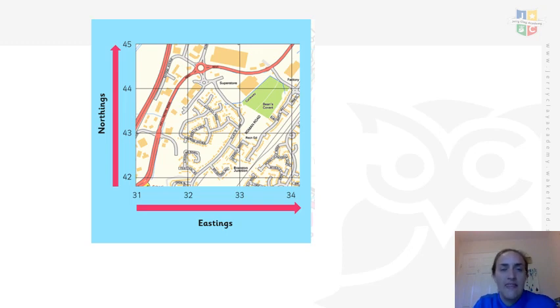So we know that they're in that box somewhere, but with a six-figure grid reference, we're just pinpointing that location within that grid square. And I'm going to be showing you how to do that.